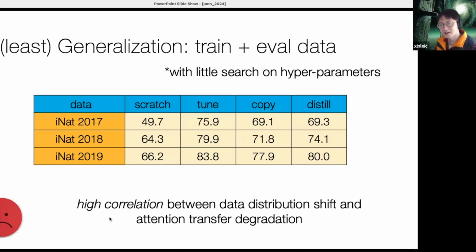So the takeaway here is that we see a high correlation between data distribution shift and the attention transfer's performance degradation.